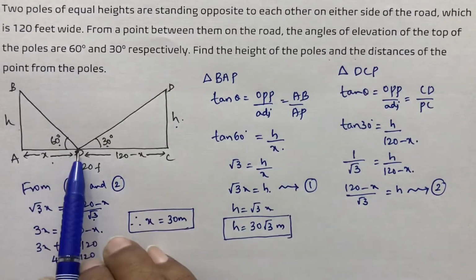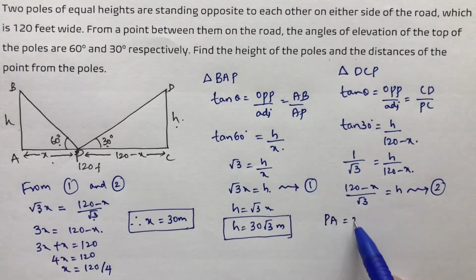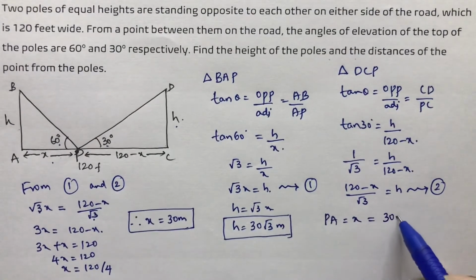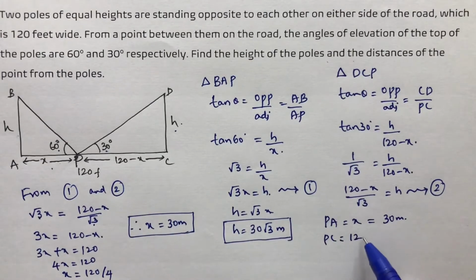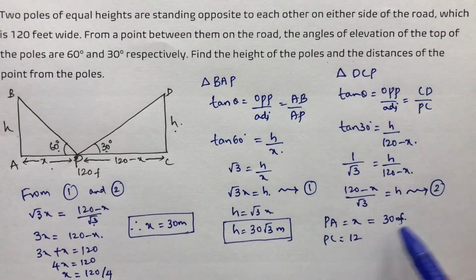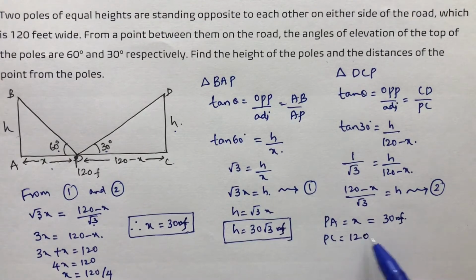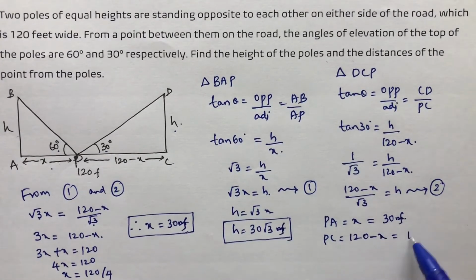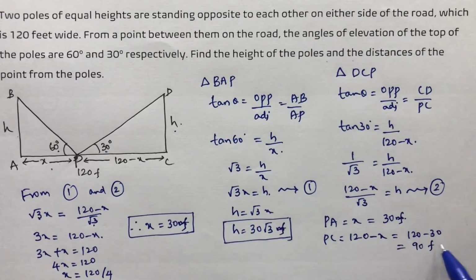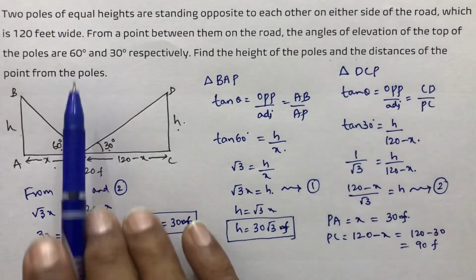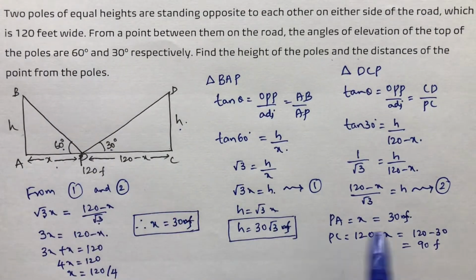See, first one is PA. PA is X, which is 30 meters. PC, sorry, it is in feet. So write feet. PC is 120 feet minus X. So 120 minus 30, which is 90 feet. If the problem is in terms of meters, write meters. If it is in terms of feet, just write answer in feet only.